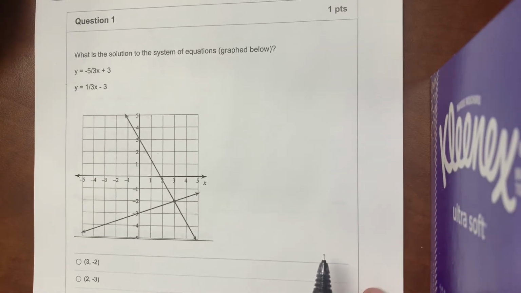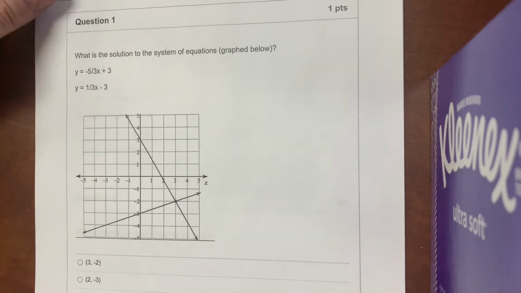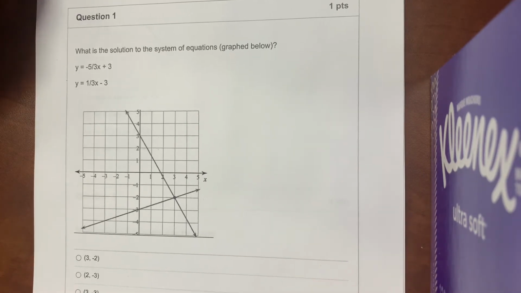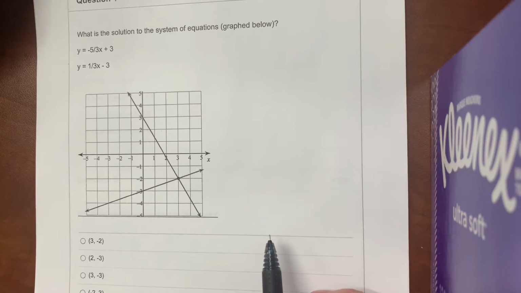Time for another test. Here's the review. Let's go over it. This is Systems of Equations, this unit. Let's go over this review to help you prepare for the test.